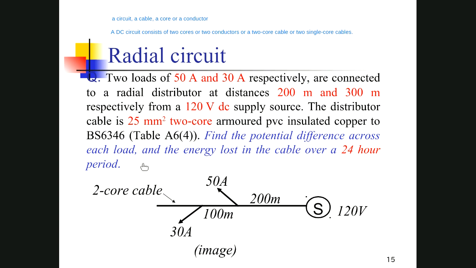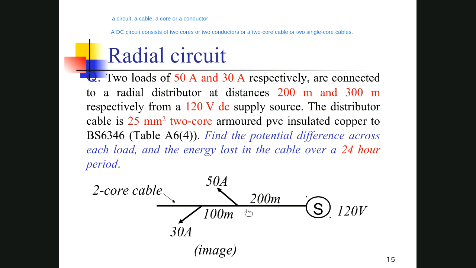Okay, so what do we draw here? That means we have one source, which is 120 volts, and we're using two-core cables. This cable is armored PVC insulated copper cable. The core cross-section area is 25 square millimeter each core. It has two cores.